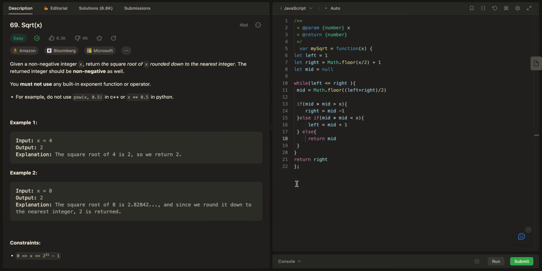And yeah, that's it for today's problem. It will be a time complexity of log n.